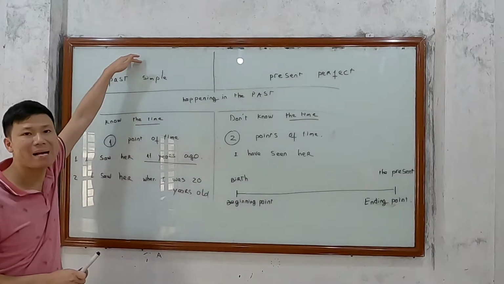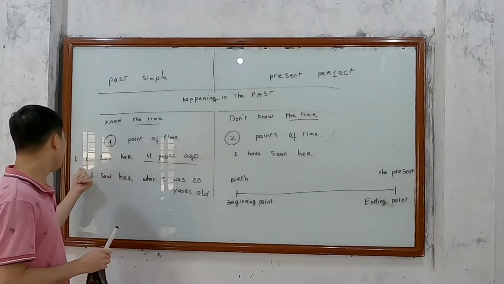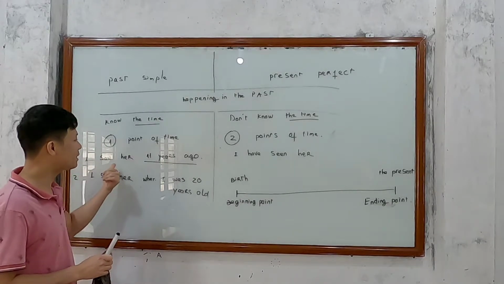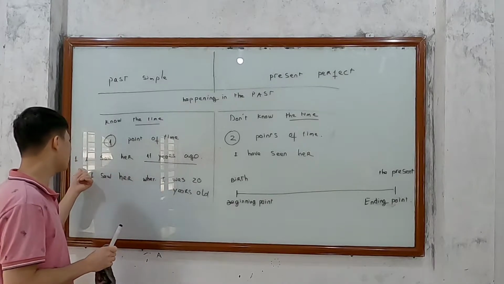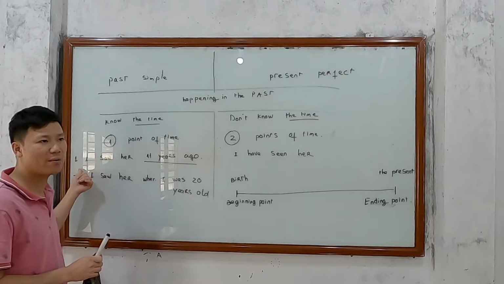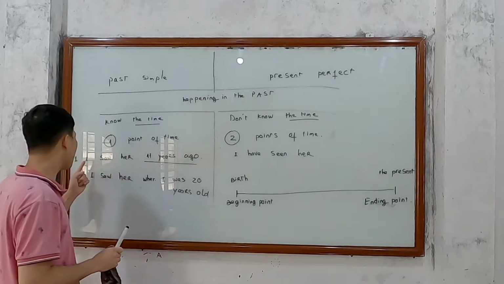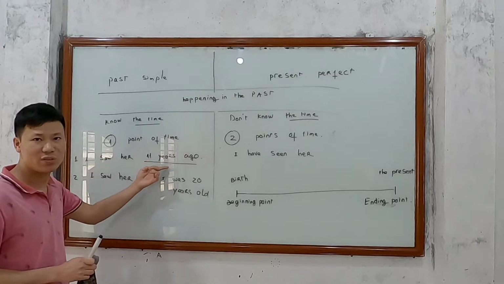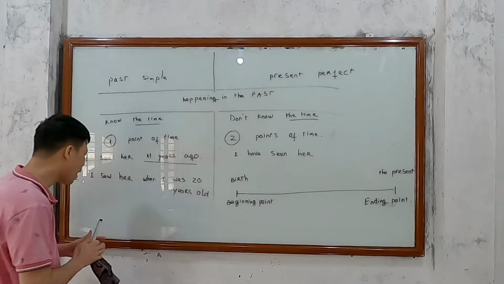Past simple tense. In the first sentence, you can see the time directly. This sentence tells you the time directly: when it happened, 11 years ago. I saw her 11 years ago. It tells you directly. And right now, I'm 31.